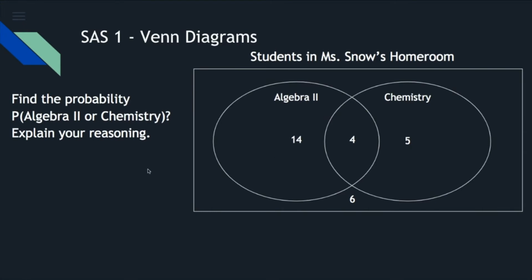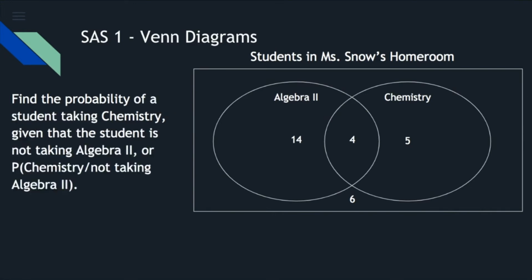If you're taking Algebra 2 by itself, it's 14. Or if you're taking chemistry by itself, it's 5. So the probability of Algebra 2 or chemistry is 19 over 29.